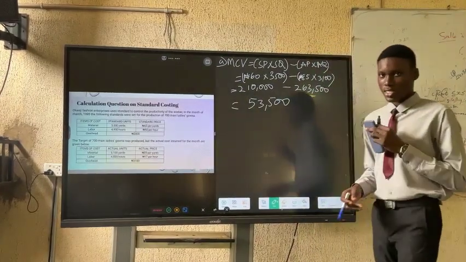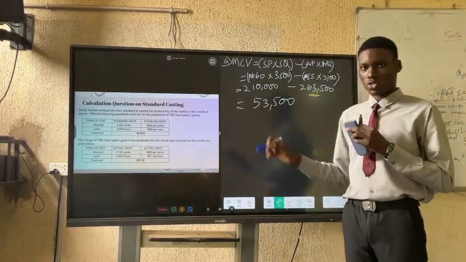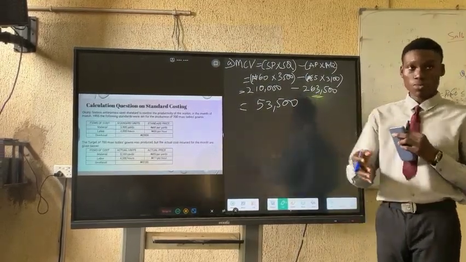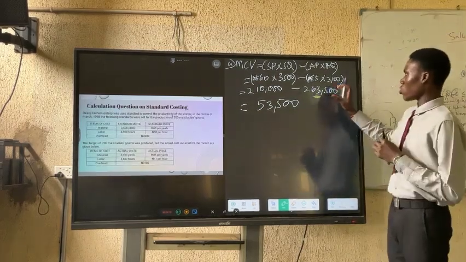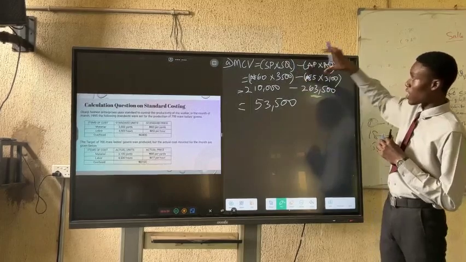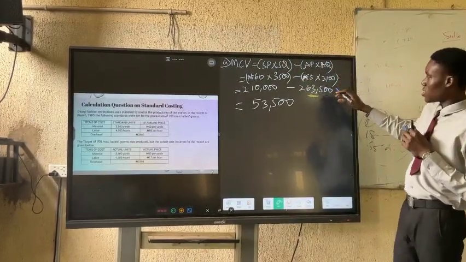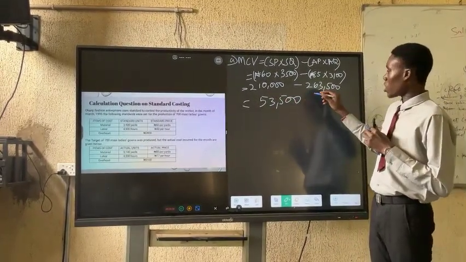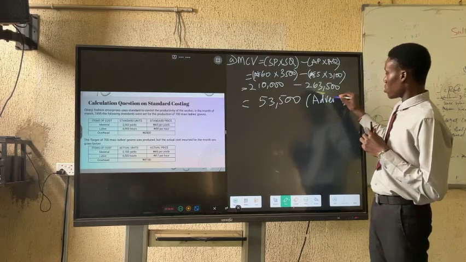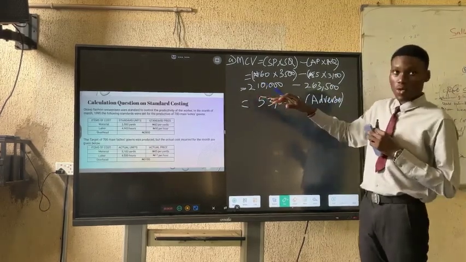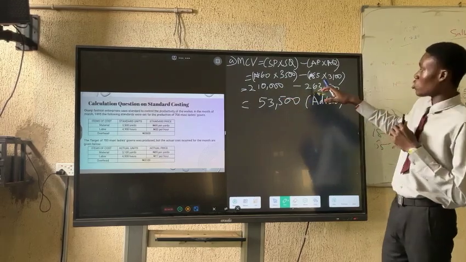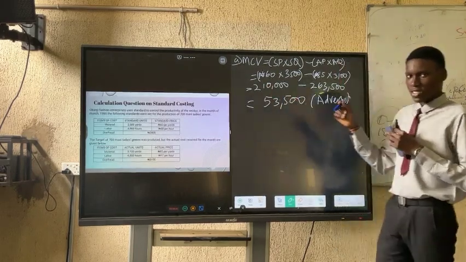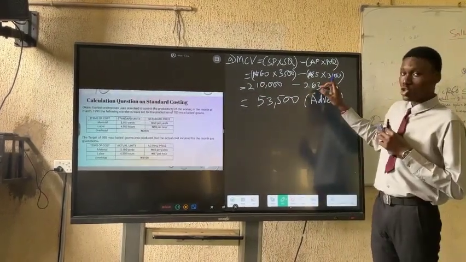I want to bring to your notice that since we are solving standard cost here, and standard cost is like a target cost, it means it's something that we are meant to attain. And since our actual cost here is more than our standard cost, it's going to be an adverse. Because we are trying to attain 210,000, we went above it by reaching 263,500. So this is an adverse. It's going to be favorable when the actual is lower than the standard.